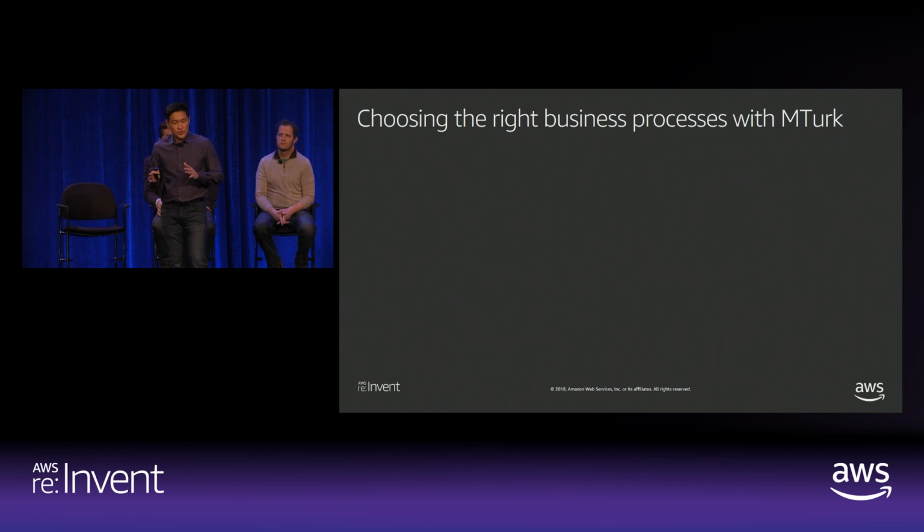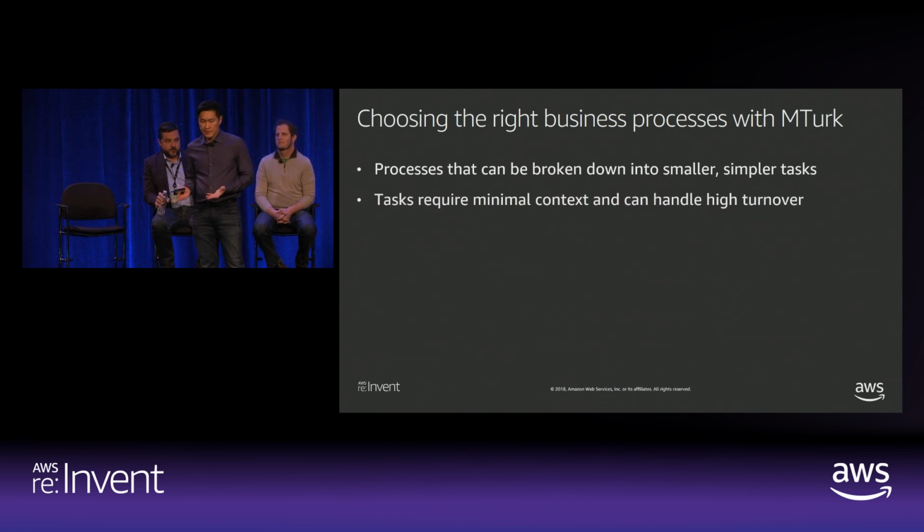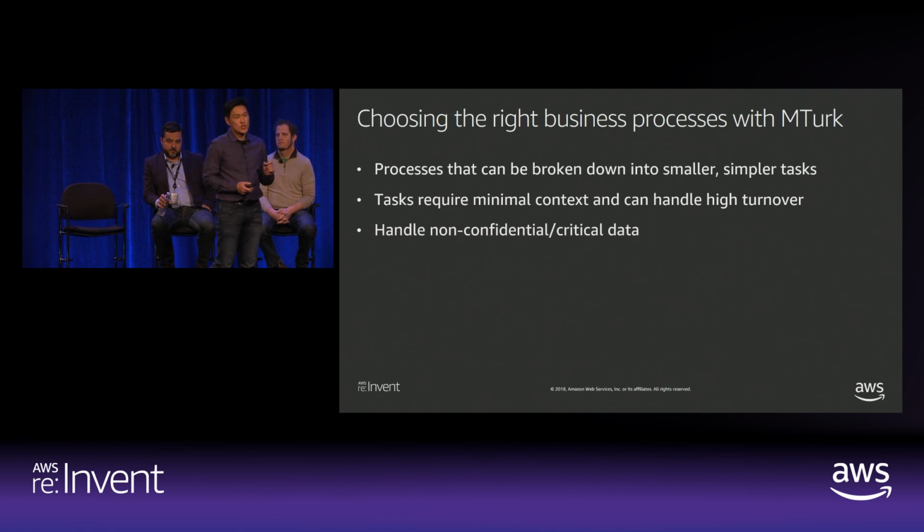So how do you kind of choose the right processes to use with MTurk? Well, ones that can be broken down into smaller and simpler tasks. Tasks that don't require too much context, and that can handle high turnover. So it should be relatively easy for someone to learn how to complete the task. And lastly, tasks that don't require workers to handle confidential or critical company data.